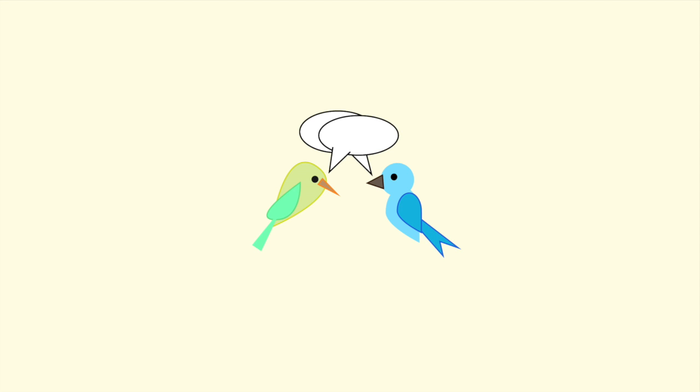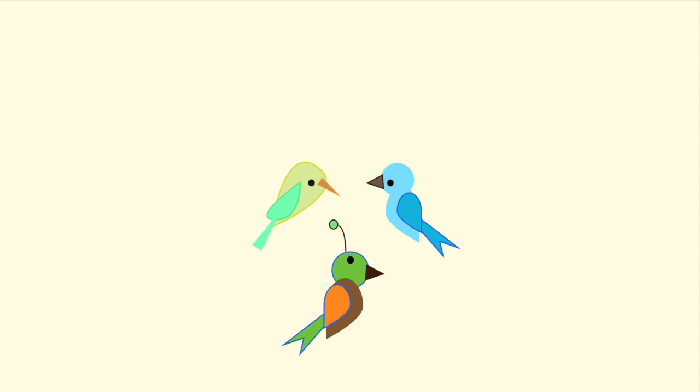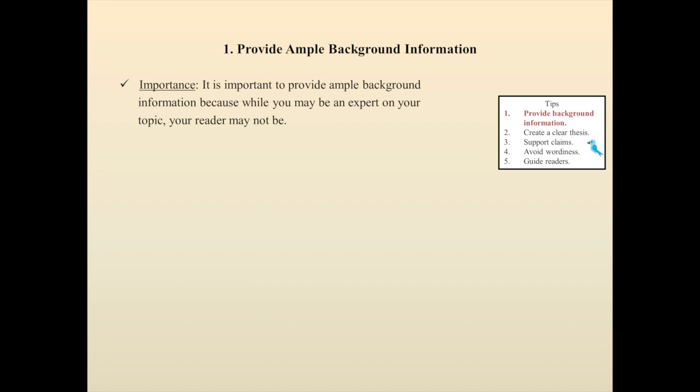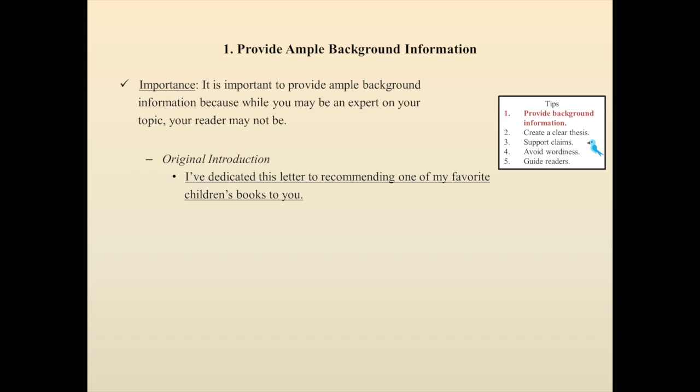Birdie and Jay are having a conversation about the movie Spirited Away. They are talking about one of the main characters, and then Robin joins the conversation. Robin has never seen the movie, and since his friends do not fill him in on what the movie is about, Robin is confused and feels disconnected from the conversation. It is important to provide ample background information because while you may be an expert on your topic, your reader may not be. The first part of your letter that I underlined was a bit confusing to me.